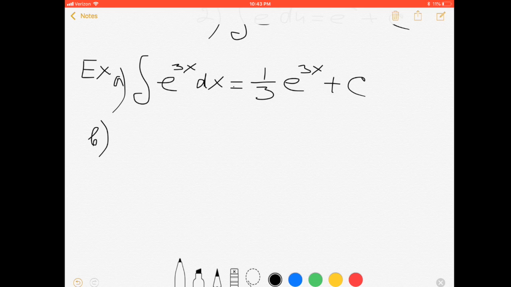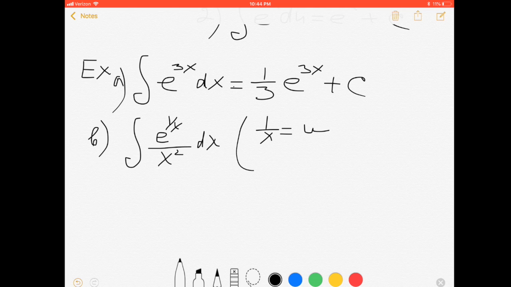Example B. Let's go, we have something like the integral of e to the 1 over x squared dx. And here we need to do something with the power. Use substitution. This means 1 over x, our exponent.